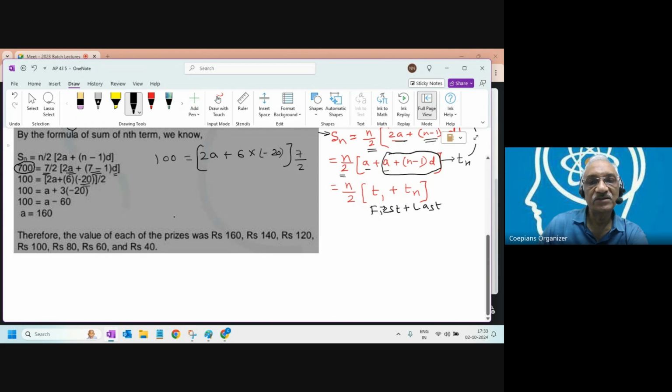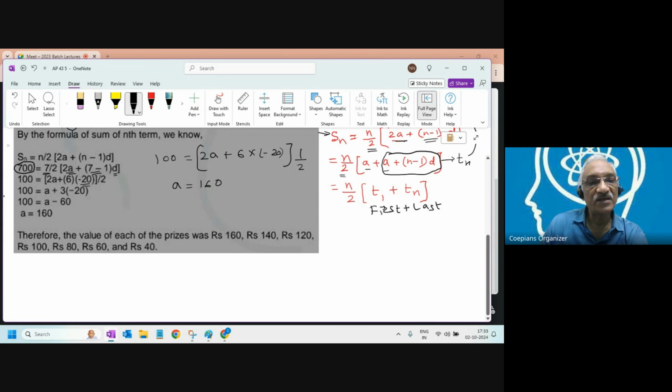The 7 has gone to the other side, that's why it has become 100. Instead of 7, it will be 1 by 2, because I have divided both sides by 7. So when you solve this, you get a equals 160.